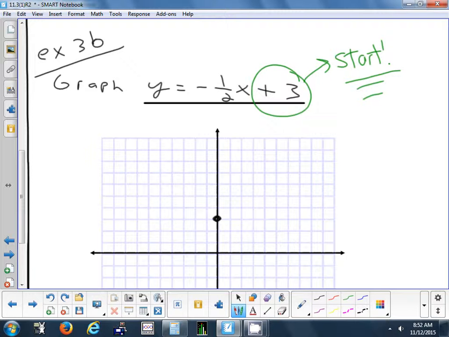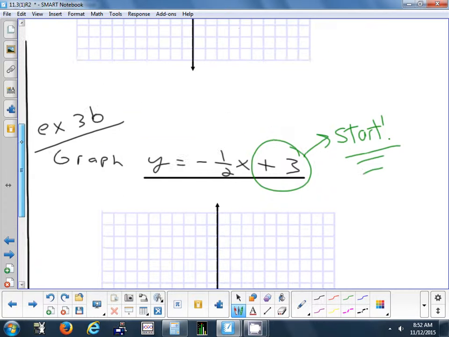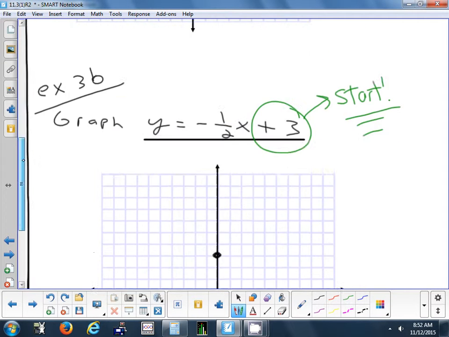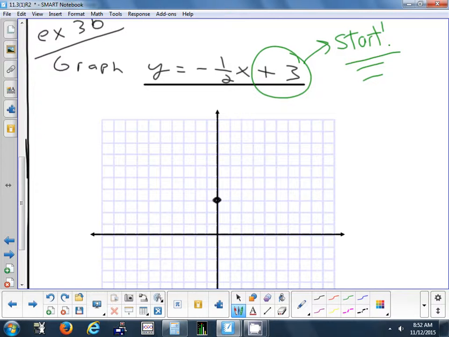Remember, if I go over 2 to the left, I'm going to go down 1. If I did it that way, I'm still going to have a positive slope. It's still going to go up to the right. I don't want that, because my slope is negative.